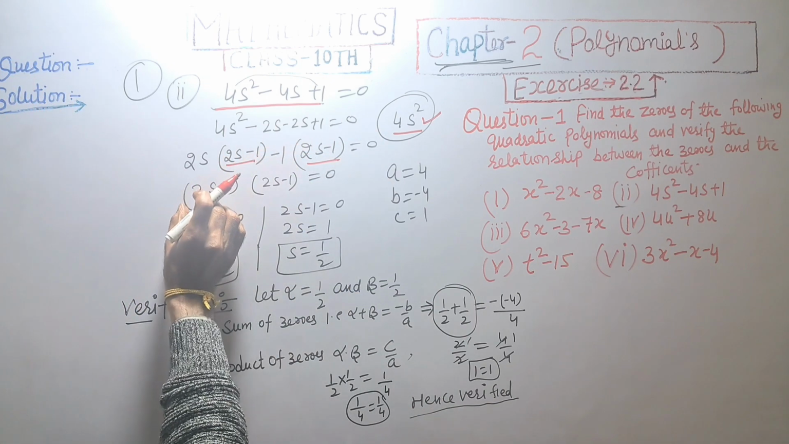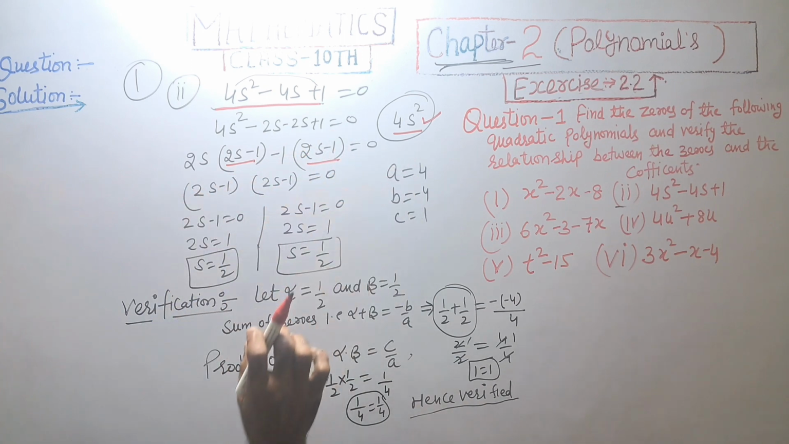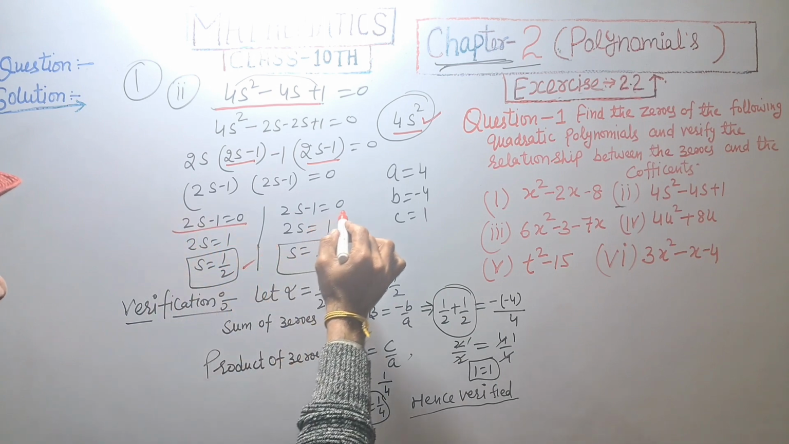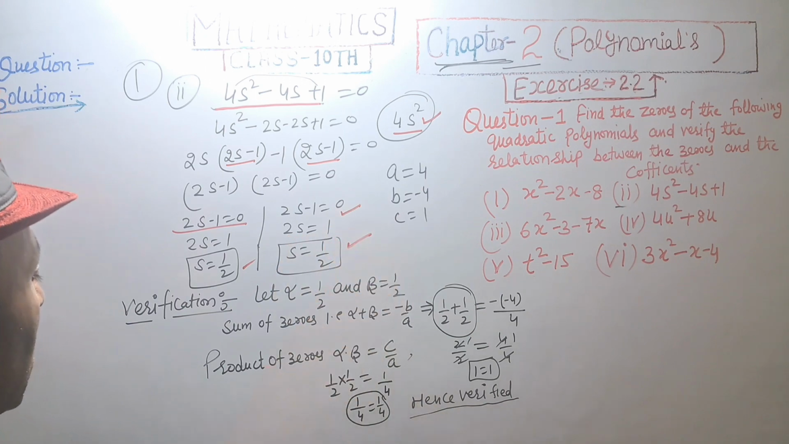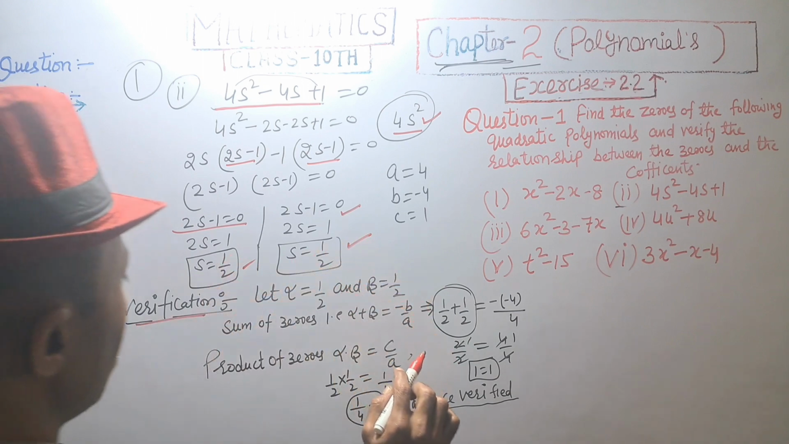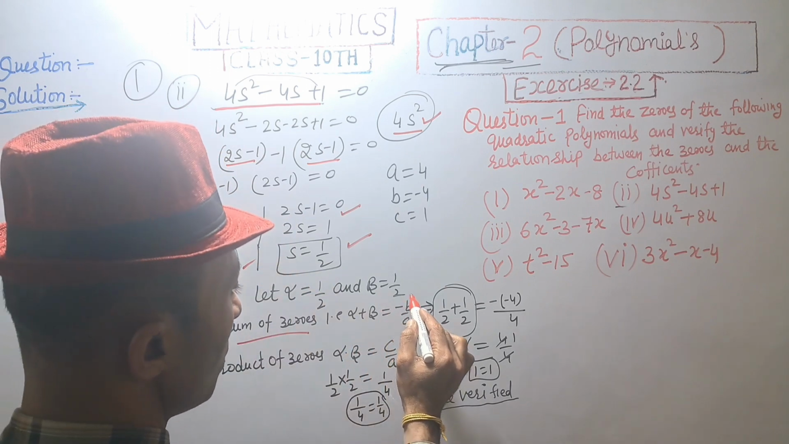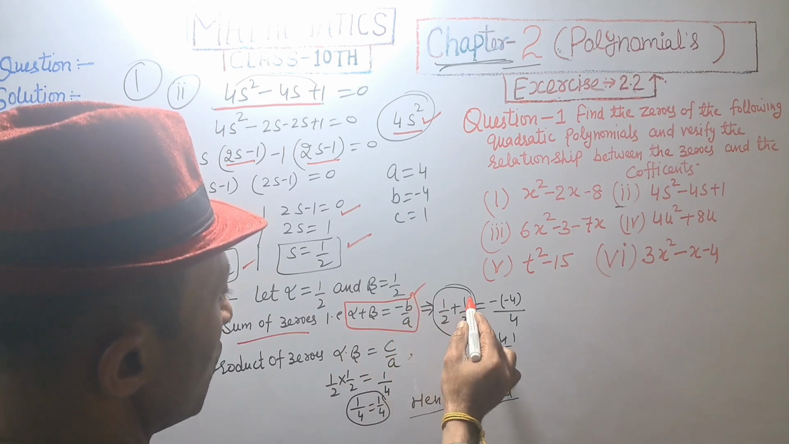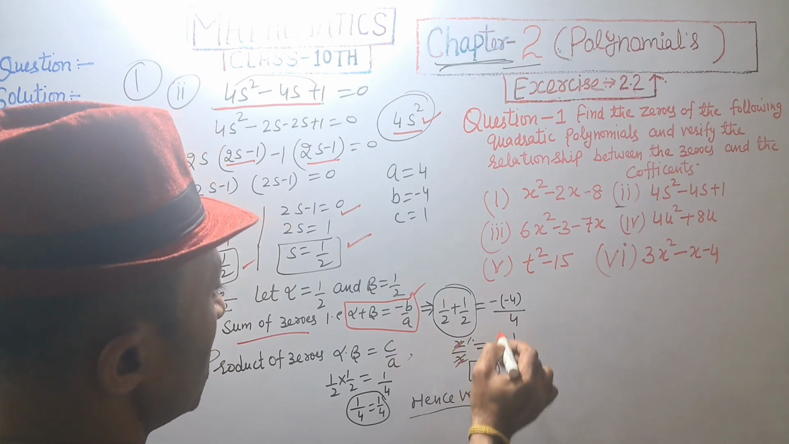2s minus 1 first time is equal to 0, second time is equal to 0. 2s minus 1 is 0, 2s is 1, s is 1 upon 2. And similarly 2s minus 1 equal to 0, 2s is 1, s equal to 1 upon 2. Verification: let alpha is 1 by 2, beta is 1 by 2, and sum of zeros, that is alpha plus beta, equal to minus b upon a.